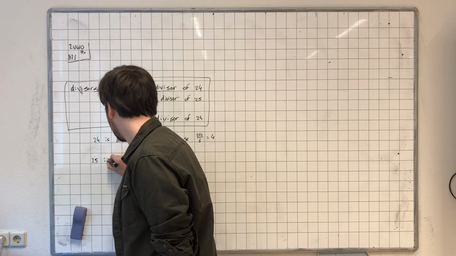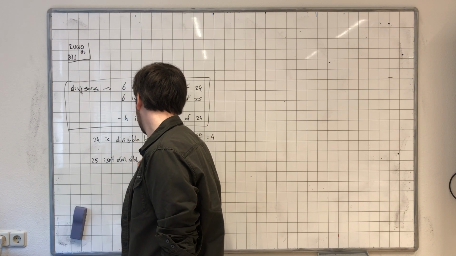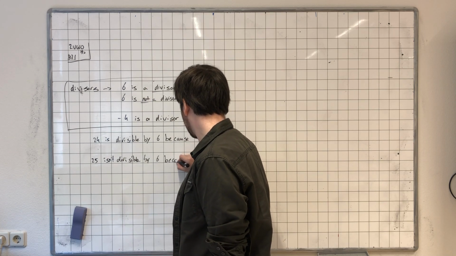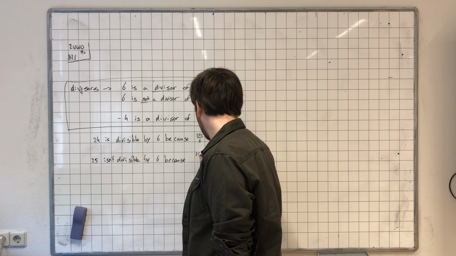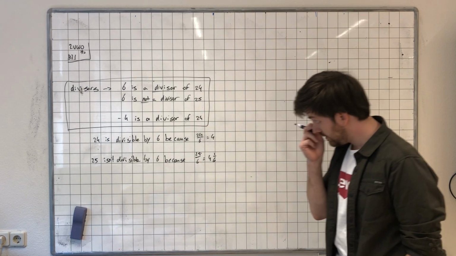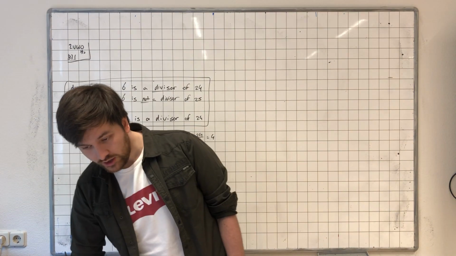25 isn't divisible by 6, because 25 over 6 is 4 1/6, and this has to be a whole number in order for it to be divisible.